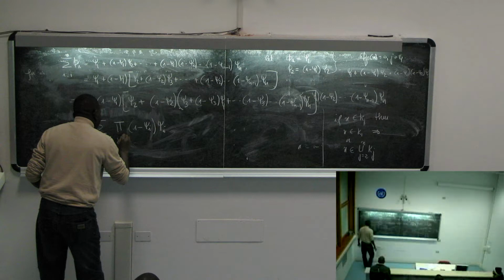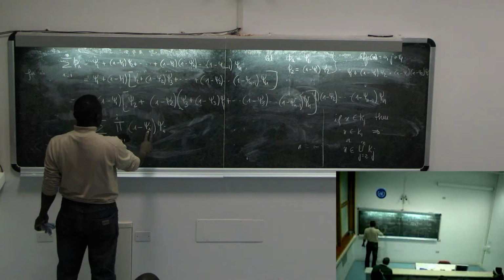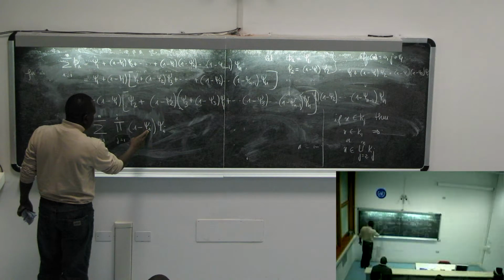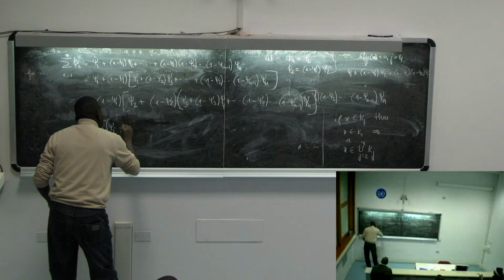And then i goes from 1. So when i is 1, the product disappears, and you have 1 minus psi 1 times psi 1. You want the first one to be 1. So psi i plus the product.